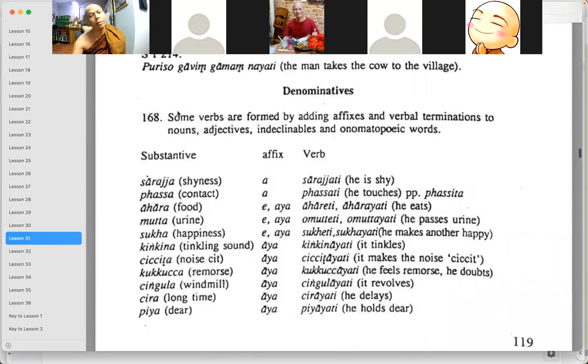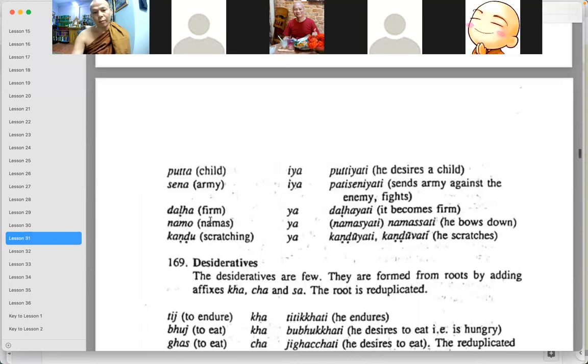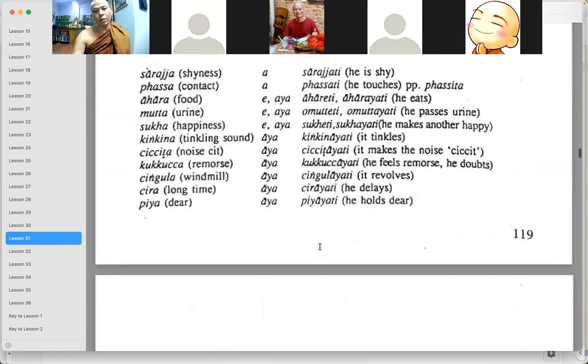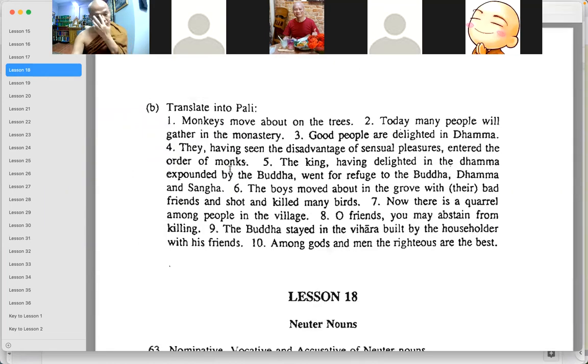So denominatives. You can read it. So the suffixes are here, a, ya, and aya, or something in this way. To the substantive, those can be noun, maybe some might be adjective, and some are adverbs, and so on. In the next page also, Buddha, Sena, Dhana, Namo, Namas, and Gandu, and so on, by adding that one. So that is how to form denominatives. In that page, you can see. So now, just rapidly we learn that one.